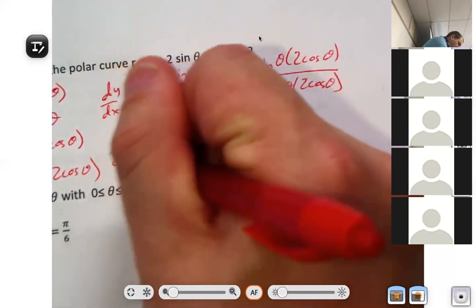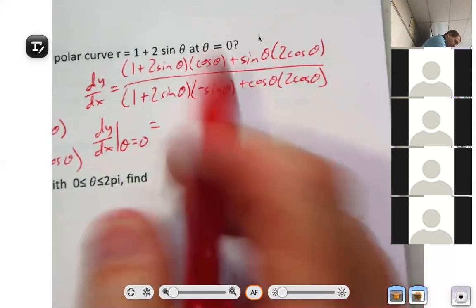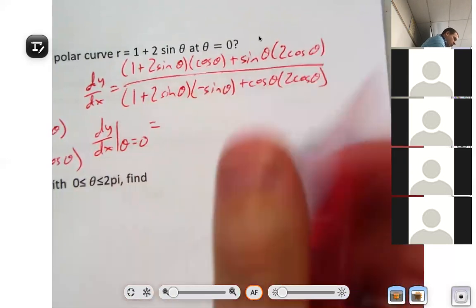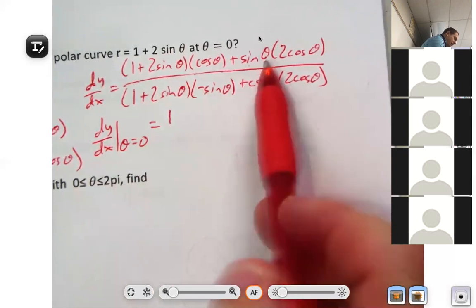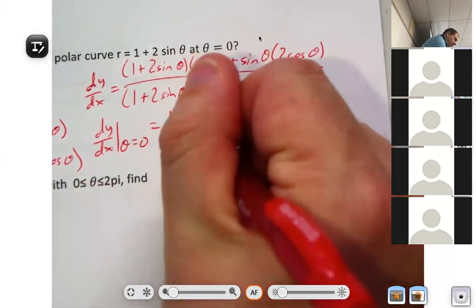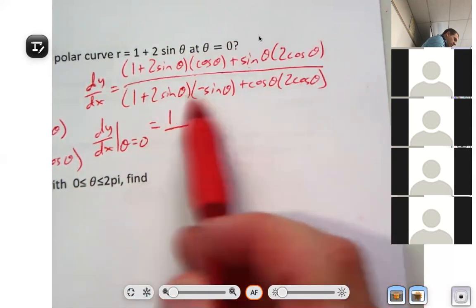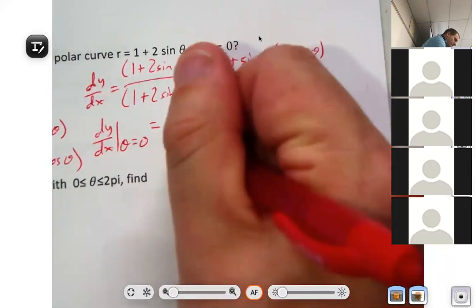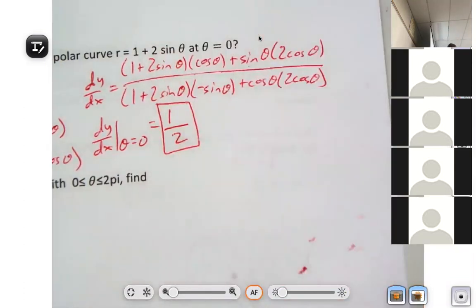All right, so let's plug 0 in for theta. Let's see. Sine of 0 is 0. So that's going to be 1 times cosine 0, which is 1, plus 0. That's nice. And then on bottom, 0, 2. So 1/2. So that turned out rather nicely.